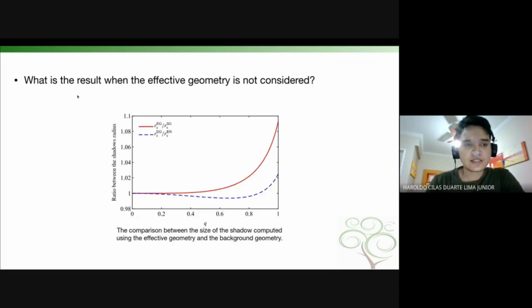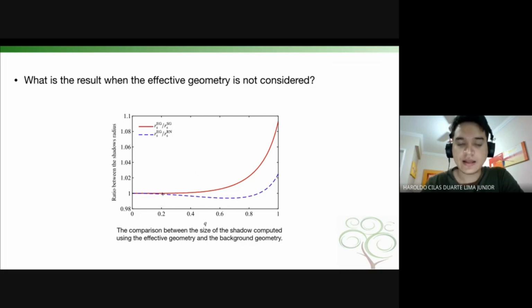But what is the result when the effective geometry is not considered? For instance, we compute the geodesics of the background spacetime and not the effective geometry. In a certain sense, we do not consider the nonlinearities of the electromagnetic field. We show here in this figure the comparison between the size of the shadow computed using the effective geometry and the background geometry in this red curve here.